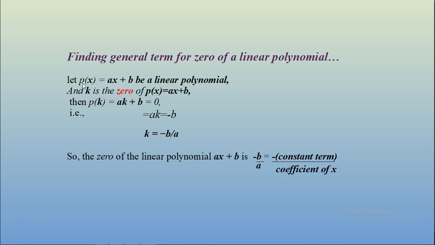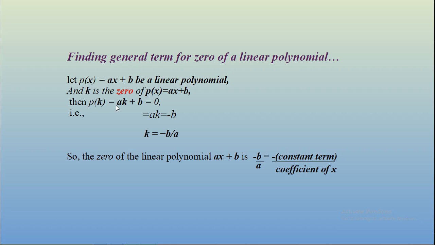In general, if p of x equals ax plus b is a linear polynomial and k is the 0 of this polynomial, we can write p of k equals ak plus b equals 0. That means if k is the 0 of the polynomial p of x equals ax plus b, and we give the value k to this variable x in this polynomial, we will get p of k, that is the value of that polynomial, equal to 0. And from this equation we are finding the general term of the 0 of a linear polynomial.